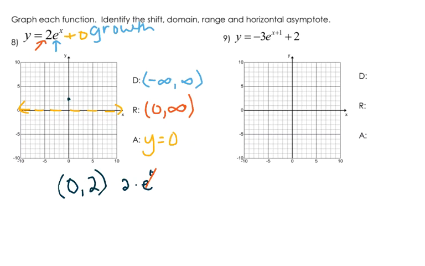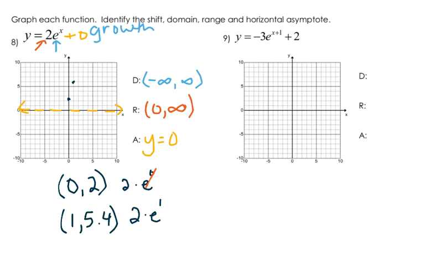The next point I'm going to look for here is I will plug in 1. That's just an easy one to do. You can plug in any number you want. So 2 times e to the first. I'm going to definitely use my calculator here because that's 2 times 2.72, so it's going to be about 5.4. And again, you can always use your table function as well.